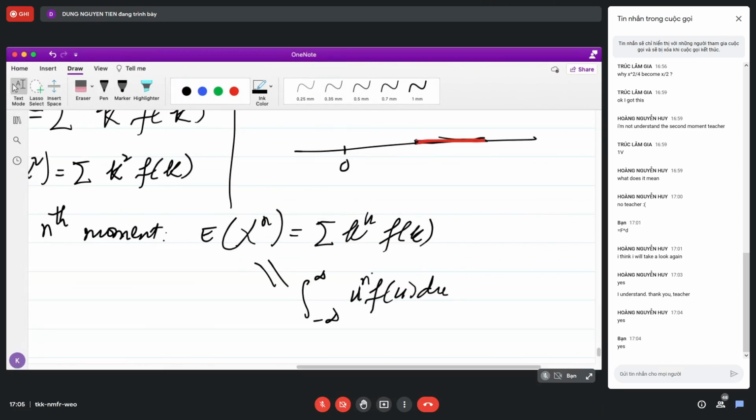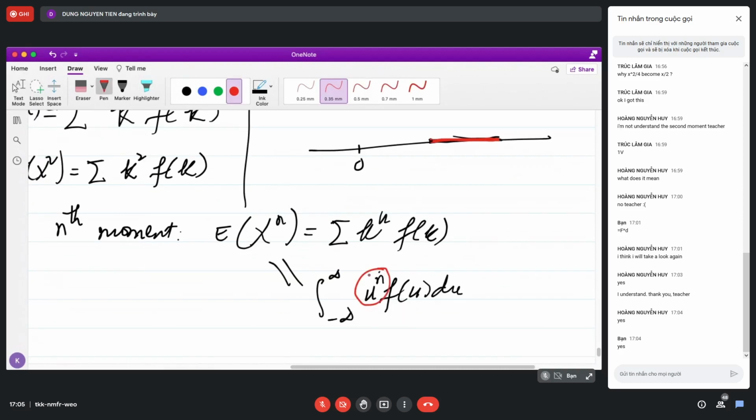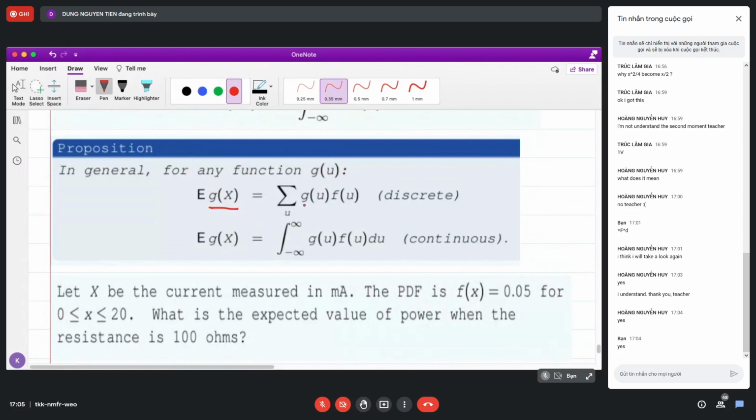Now, if you want to find the mean value of g of x, then you need to replace u to the n by that function. So if you have g of x here, then you have g of u right here. It is g of x, and that should be g of u. Okay. Now we have a function.